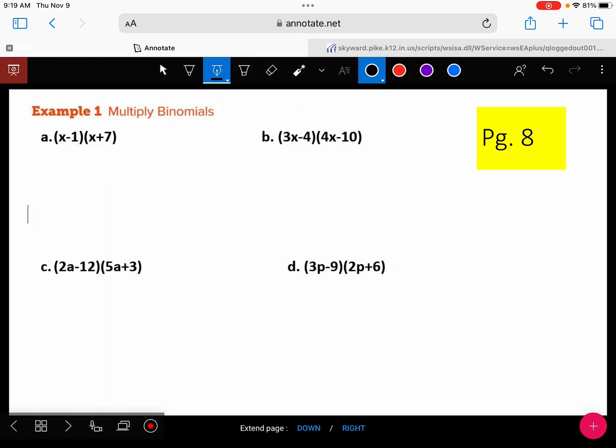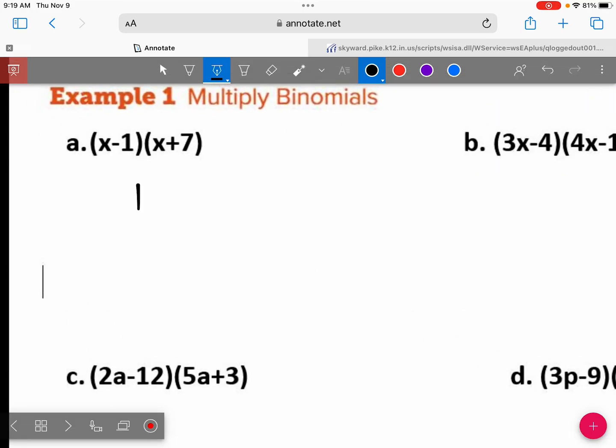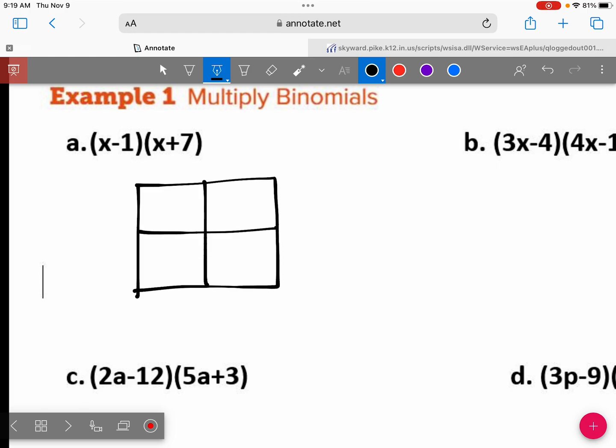All right, let's do some more practice. Let's go to page 8 and practice multiplying. We're going to do the box method for all of them. So make your box. It does not matter. So I'm going to put the x minus 1 across the top. And then the x plus 7 down the side. Go ahead and take a minute. Try to fill in all 4 squares. Let me see what you all put inside the squares.